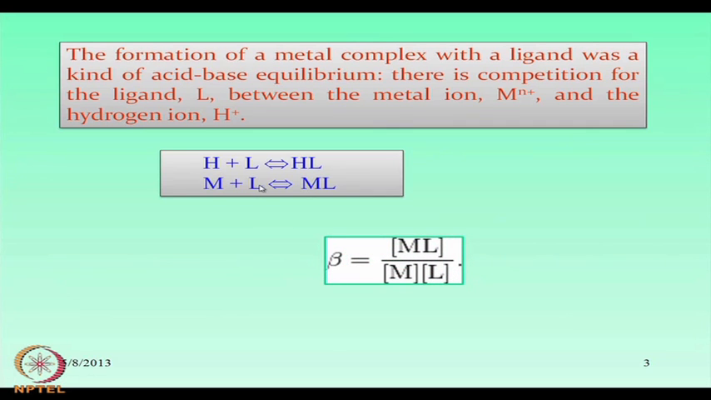And for the second case, if we consider that ML is forming out of M and L, and if we can measure the concentrations of the species ML as well as the starting M and L at equilibrium, then we can write down the corresponding equilibrium constant, which is nothing but the concentration of the complex formed, ML, divided by the concentration of M left over at equilibrium and the equilibrium concentration of the ligand, which gives us a constant value beta.